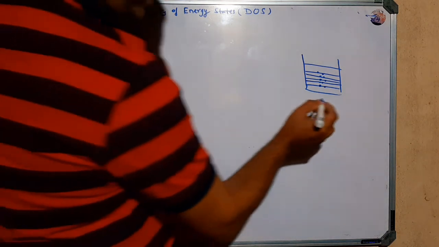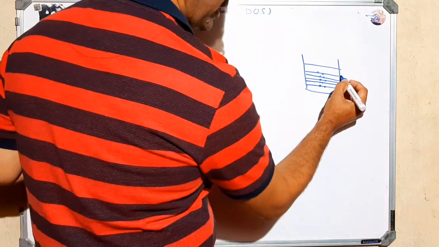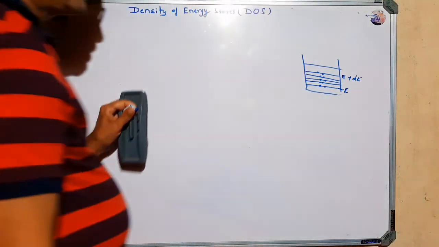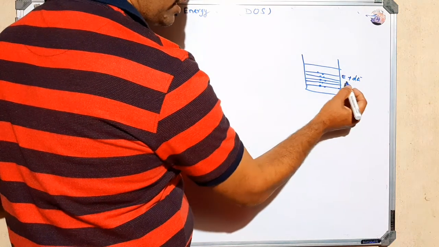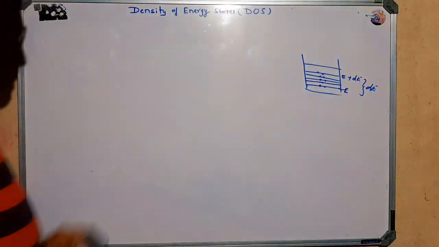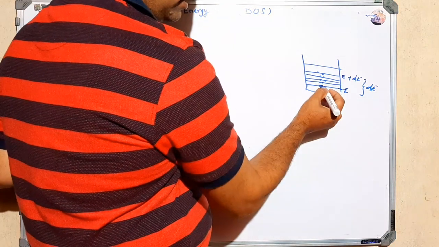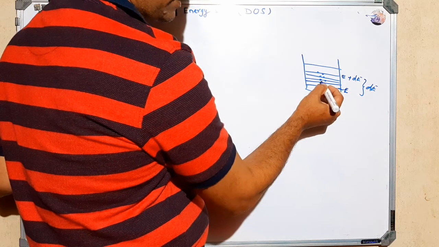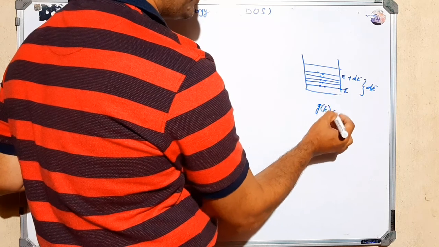So if I write here, this is the energy level E. Somewhere if I write this one as E plus dE, then what is the interval between E and E plus dE? The interval is dE. So in the energy range dE, the available energy states is, I am writing as G of E into dE.